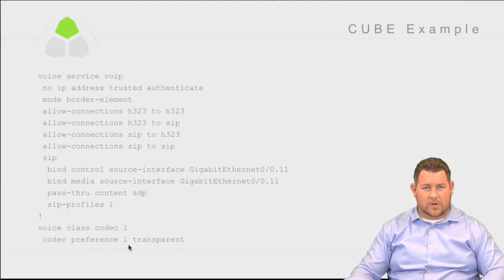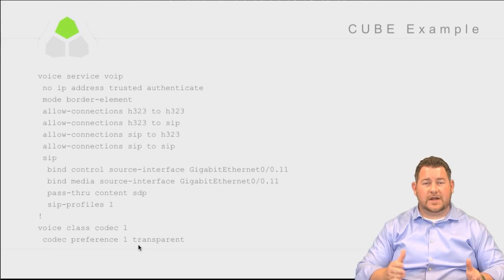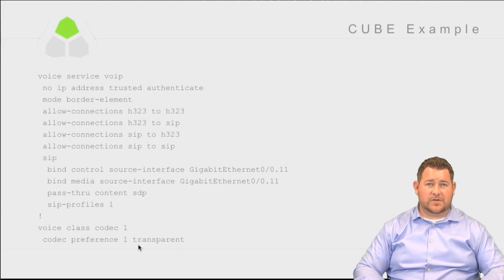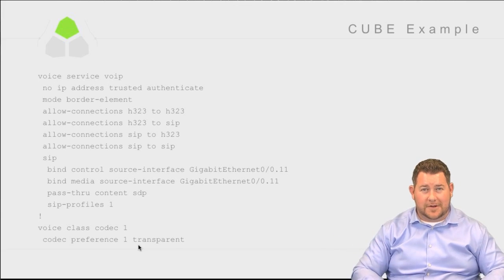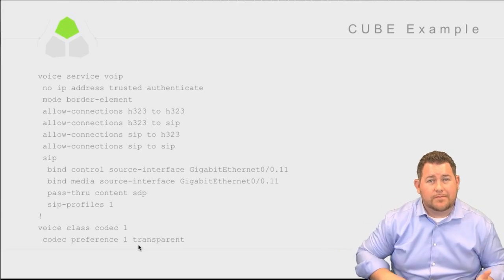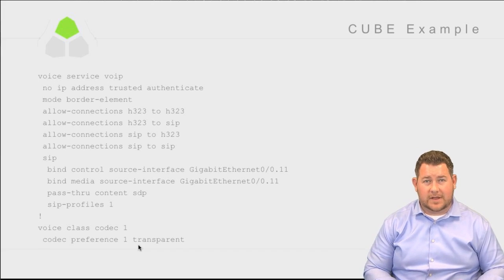What's transparent mean? Well, basically what this is going to do for us is allow the endpoints that are communicating through Cube to negotiate their audio codecs independent of whatever the Cube says. So that way you don't have to negotiate with each separate dial peer. You can allow the phones themselves to say, hey, I support G729. Oh, I do too, and then you're good. So basically, this codec transparent is going to allow those phone endpoints to communicate with each other freely, or communicate with the codec negotiation freely.